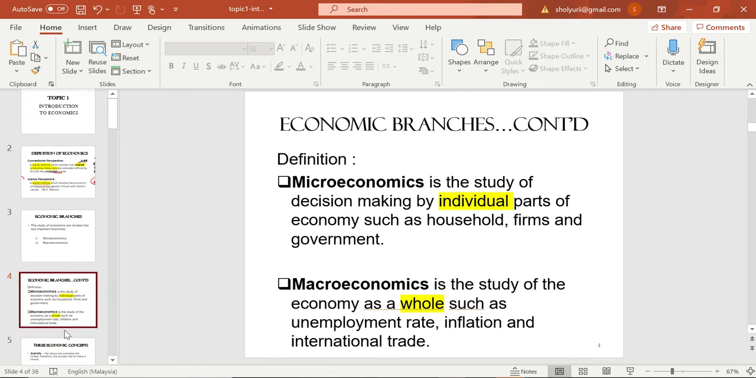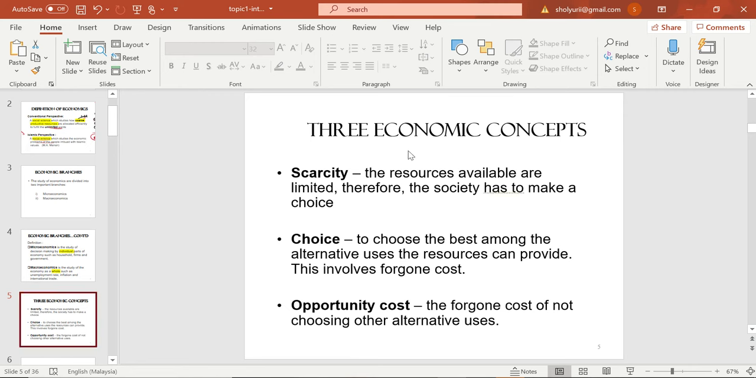Okay, so let's move. 3 basic economics concept. Okay, first of all is scarcity. This one I already mentioned it before, right? The resource available, which is the land, labor, capital, entrepreneur, are limited. Therefore, society has to make choice. Kita kena buat pilihan lah. With the limited resources, what will we do with the limited resources? Okay, ini nak bagi you lagi faham. Let's do it with example lah.